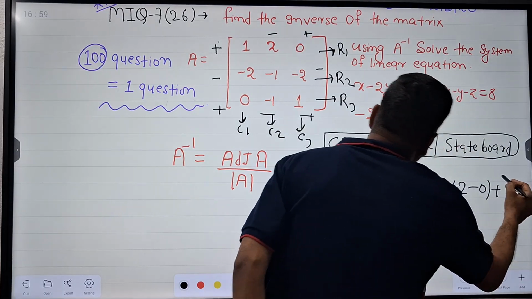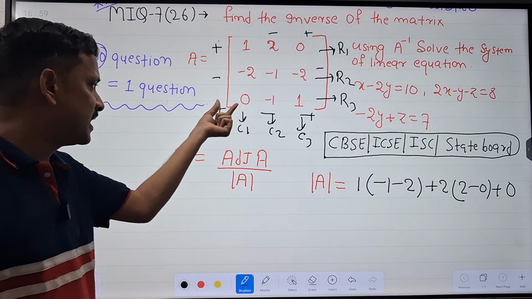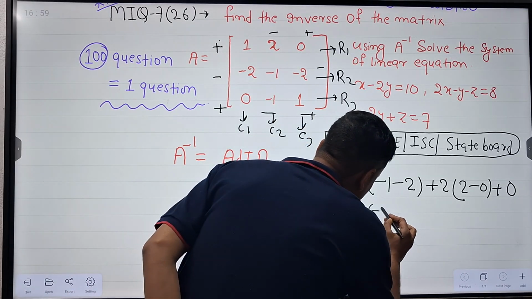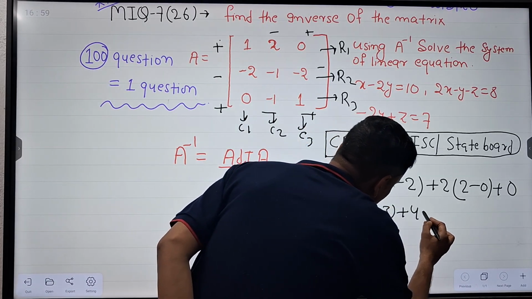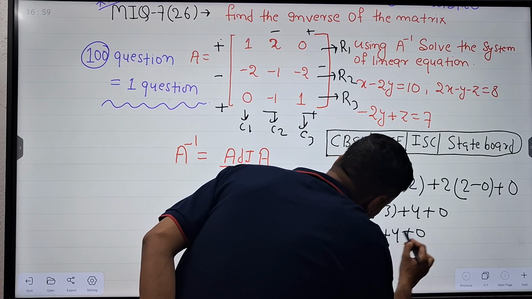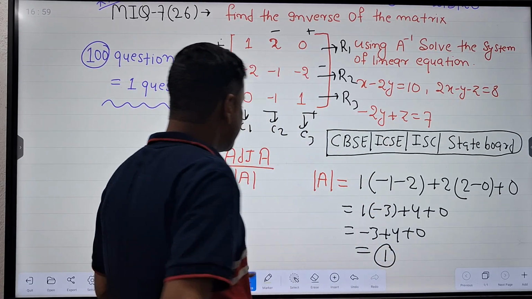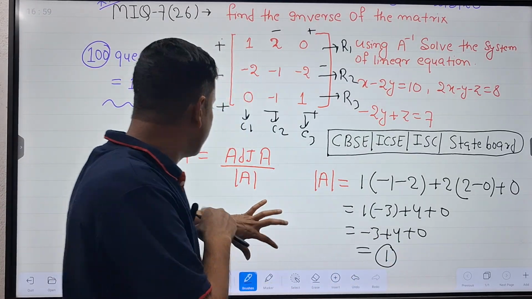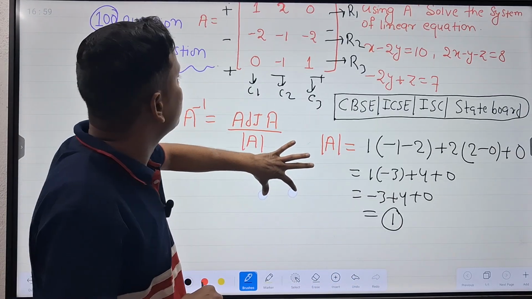And for the last element you will get 0, because if you multiply 0 with any number you will get 0. If you solve this, minus 1 into minus 3 plus 4 plus 0, you get minus 3 plus 4 plus 0, which is 1. That means mod of A is 1, that means not 0. So the inverse of A is defined for this matrix.